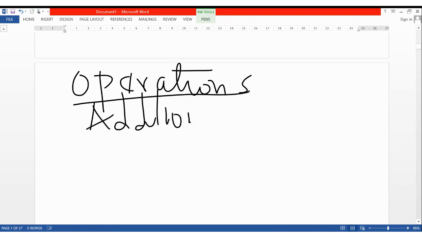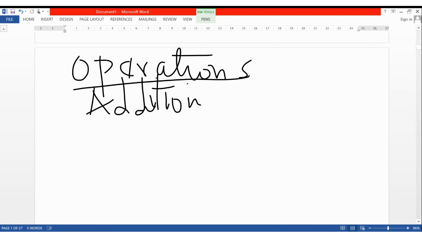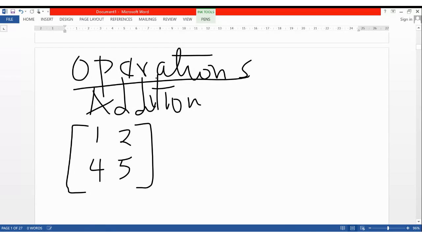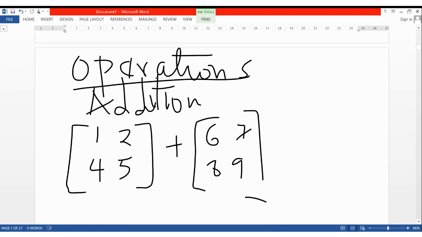The good thing about matrices is that you have already covered them, so it's not hard. When you have, for example, 1, 2, 4, 5, and we are adding 6, 7, 8, and 9. If you want to add these matrices, from the notes we have said, you add the corresponding element on the particular row and the particular column.